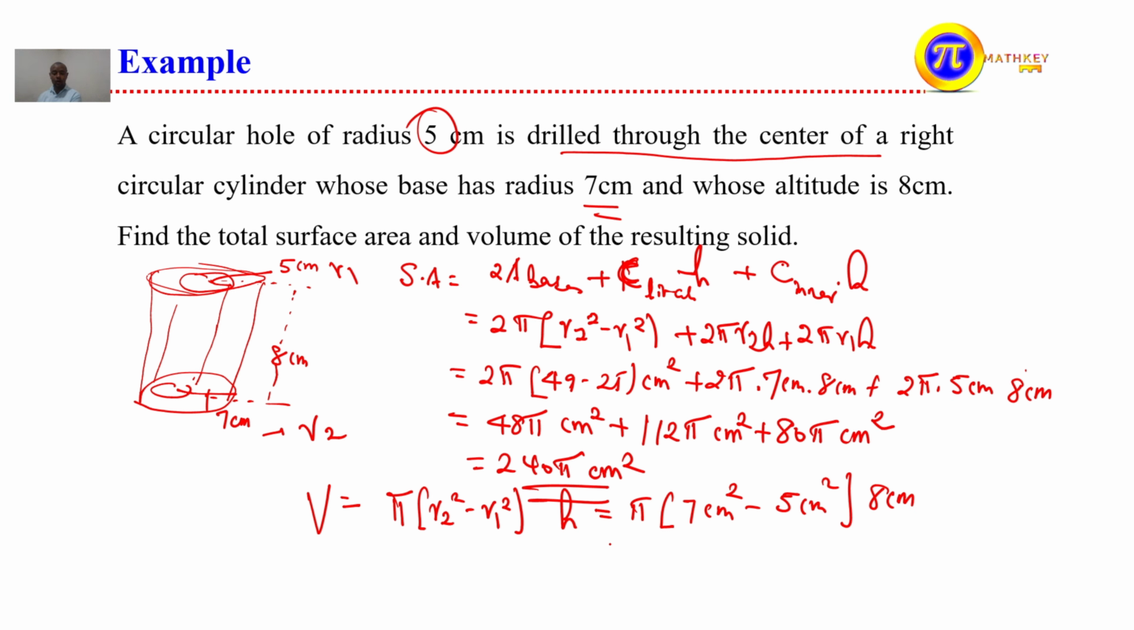Here we go. This equals 49 minus 25, which is 24. So 24 times 8 pi cubic centimeter. 8 times 4 is 32, and 8 times 2 is 16, giving 192 pi cubic centimeter. This is the volume that we want to find.